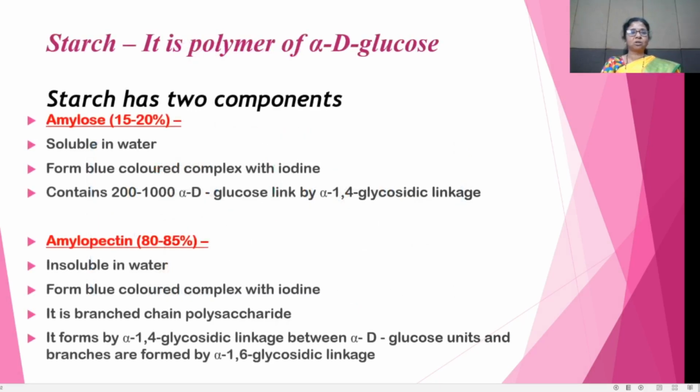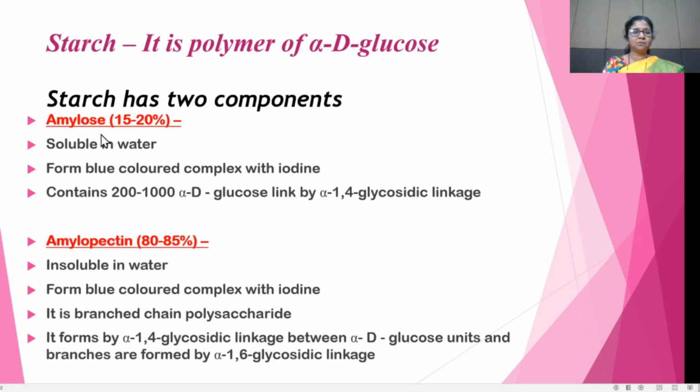Now see the structure of starch. Starch is a polymer of alpha D glucose. Starch has two components, one is amylose and the other is amylopectin.